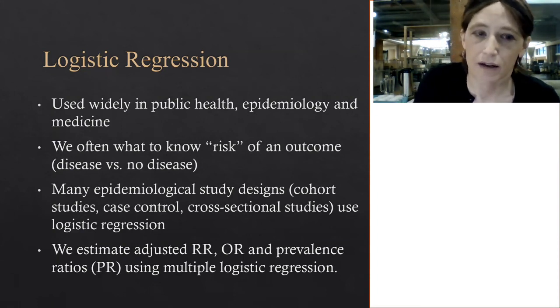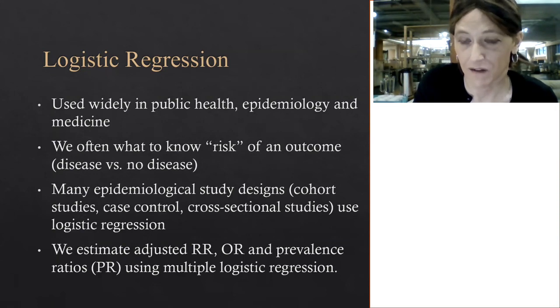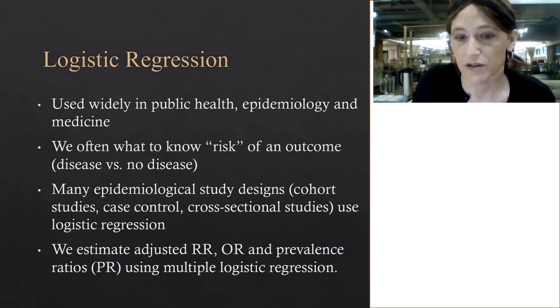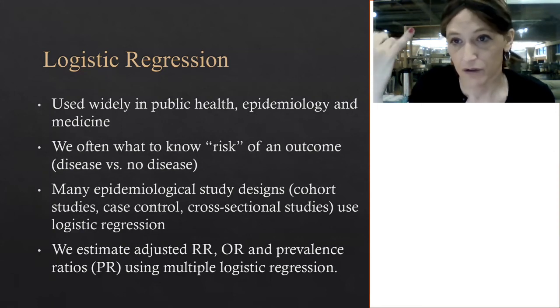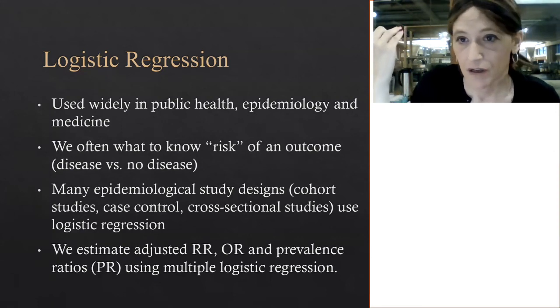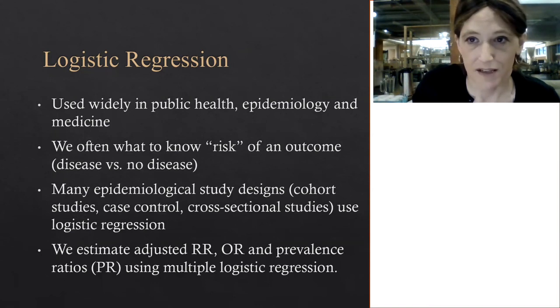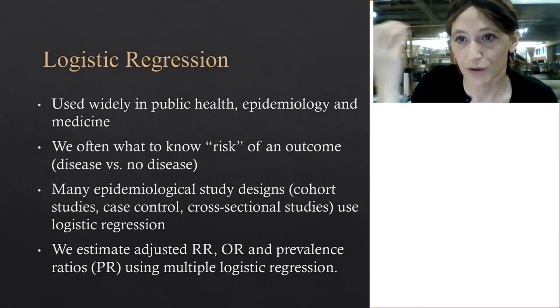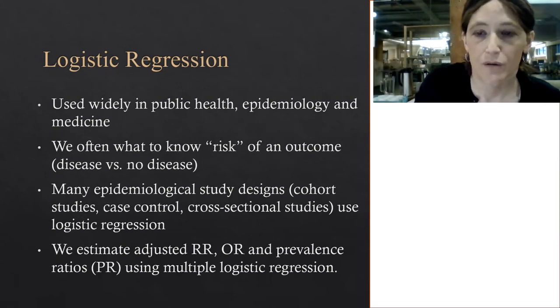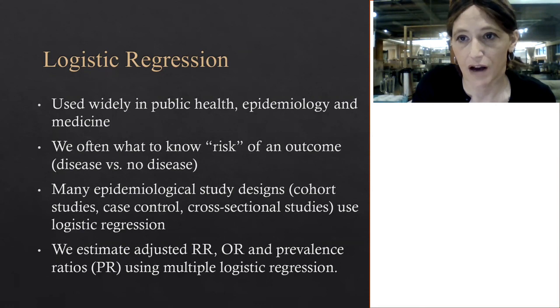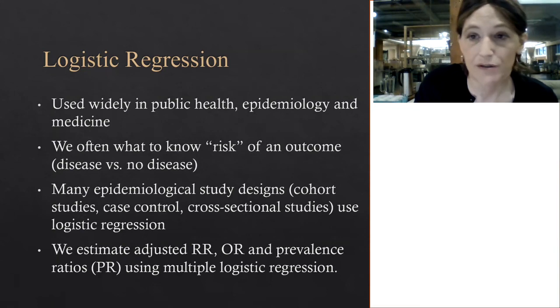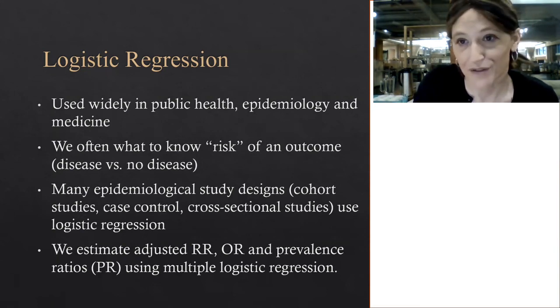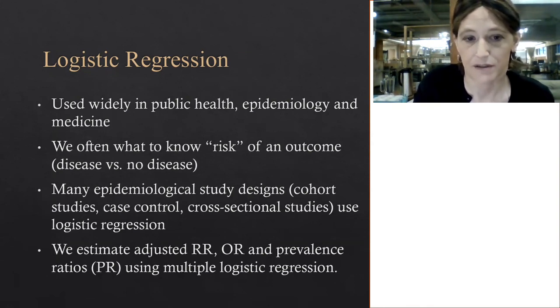It's also common because of the way that we set up studies. Cohort studies, case control studies, cross-sectional studies, we're trying to estimate relative risks, odds ratios, prevalence estimates from these different studies, which are proportions or usually in terms of some sort of dichotomous outcome. So we use logistic regression a lot in public health and in epidemiology, and we use it to estimate adjusted relative risks, adjusted odds ratios, adjusted prevalence ratios from the different epidemiological study designs.